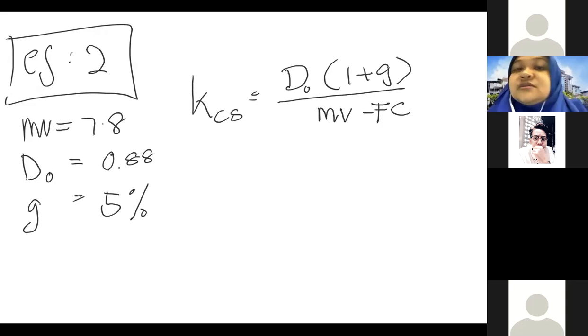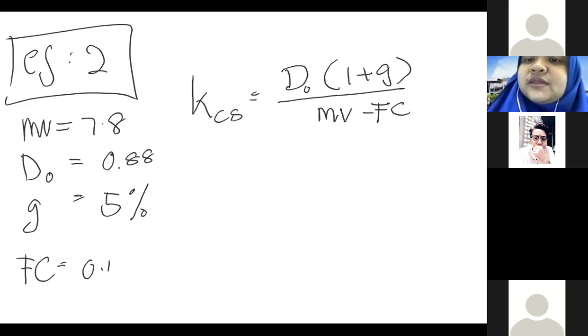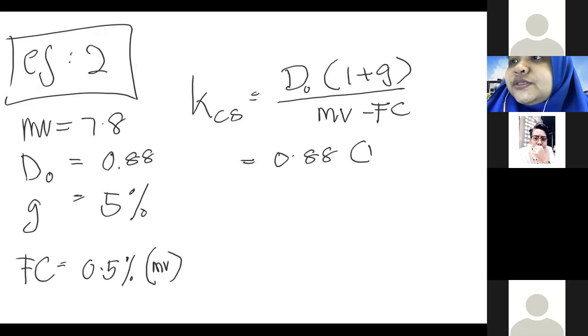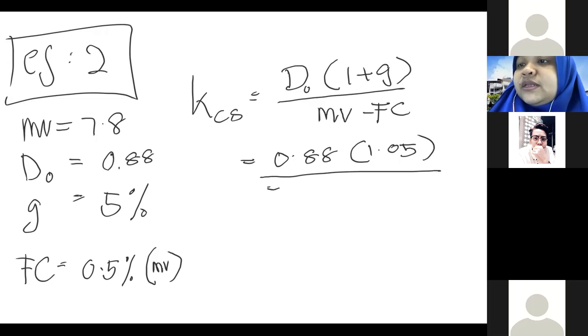Yes, there is a flotation cost. So flotation cost is equal to 0.5% from the market price. Okay, all right. So dividend at year one is 0.88 times 1 plus G, which is 1.05. Okay, divide with market value. Market value now is 7.8.